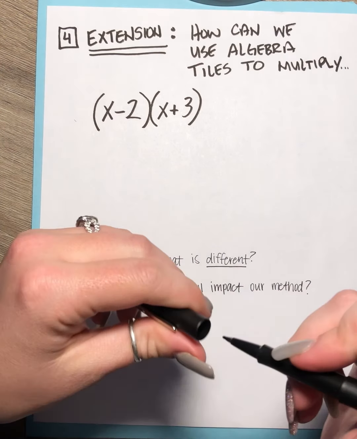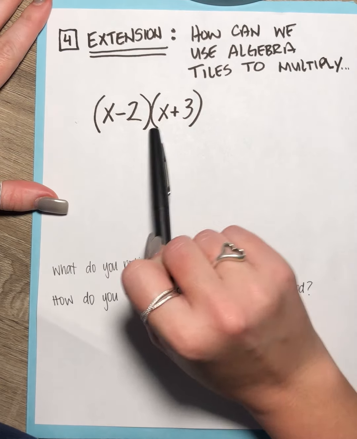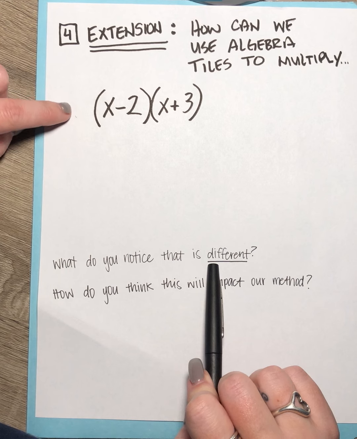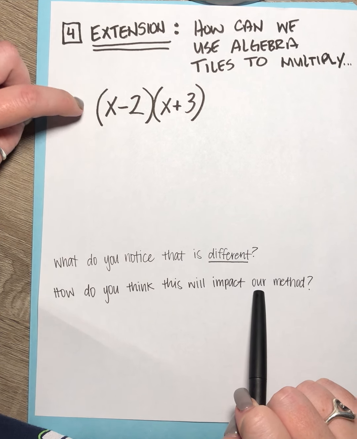Okay, now here's our extension. How can we use the algebra tiles to multiply x minus 2 plus x times x plus 3? So what do you notice that's different about this problem? And how do you think this will impact our method? I want you guys to think about this for next class, okay?